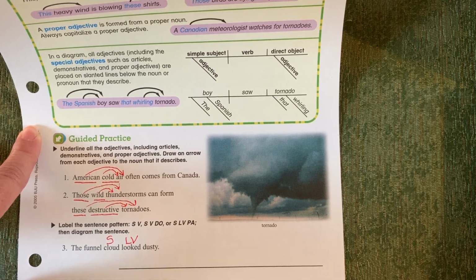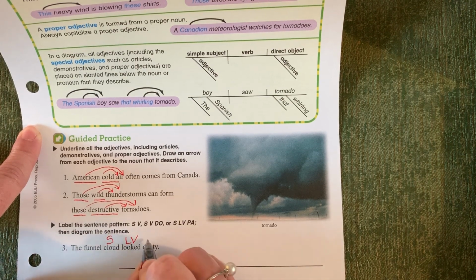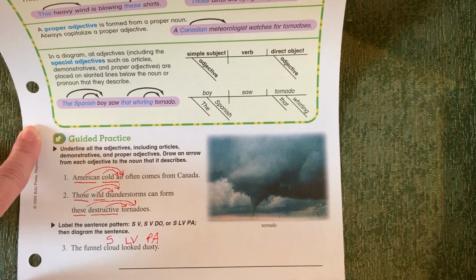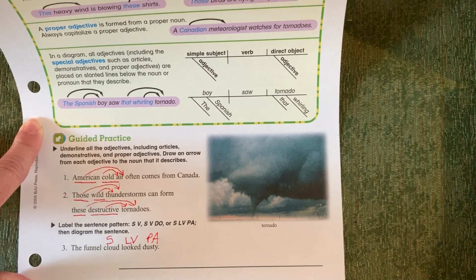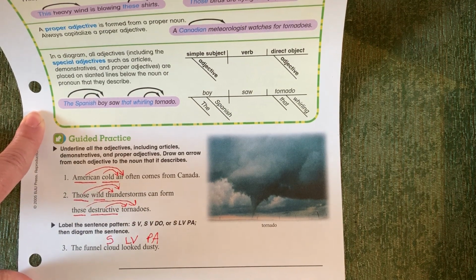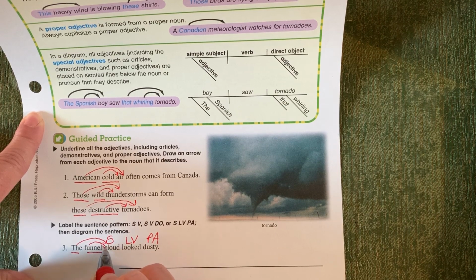The cloud looked dusty. So remember, we can have a predicate adjective or a predicate noun that follows a linking verb, but we're talking about adjectives now, so they're just giving us the predicate adjective option. So we have cloud as the subject, looked as the linking verb, dusty as the predicate adjective. So now we look to see if we have any adjectives. Is there anything describing the cloud? We have 2 words left. So you're right. Those are our 2 adjectives, the and funnel. So we underline those and draw an arrow to cloud.